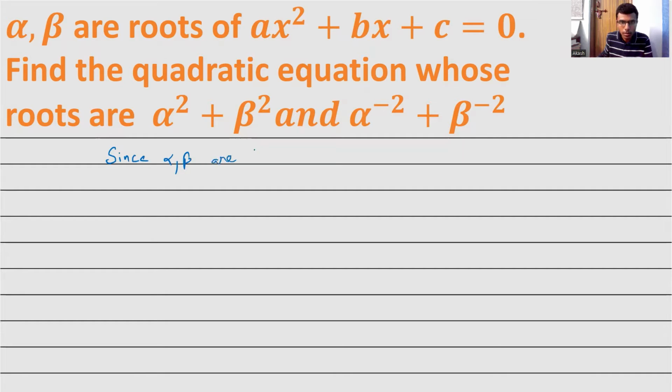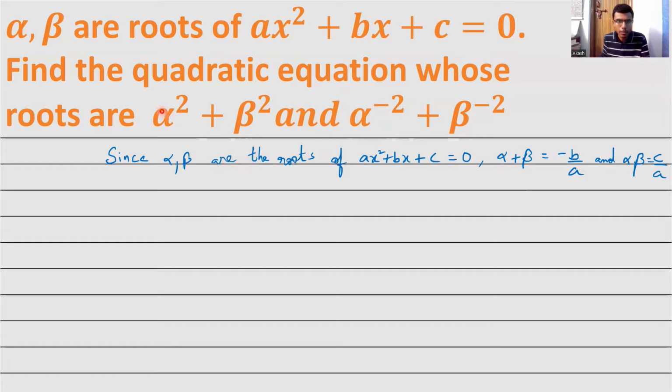Since alpha, beta are the roots of ax square plus bx plus c is equal to 0, which is given in the question, alpha plus beta would be equal to minus b by a, and alpha beta would be equal to c by a. Okay, this would be the first step, like identifying what is given and deriving some result from it.